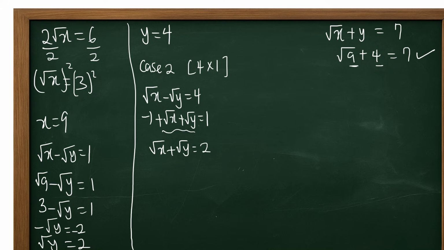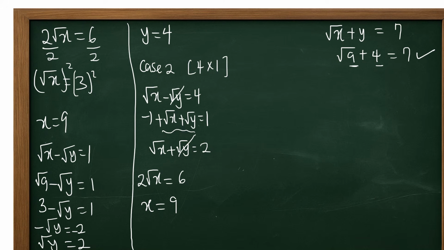Now, simplifying this further, here, this is going to cancel out this. So we have 2 root x equals 6. From here, you can conclude that x is also equal to 9. Yes, this is valid because of the same approach we used here.